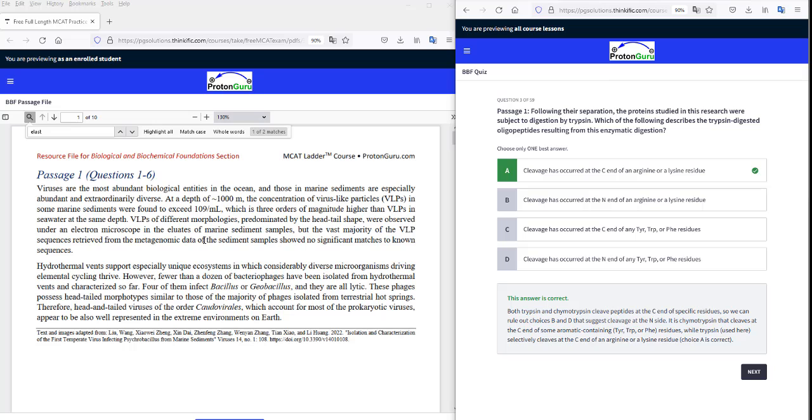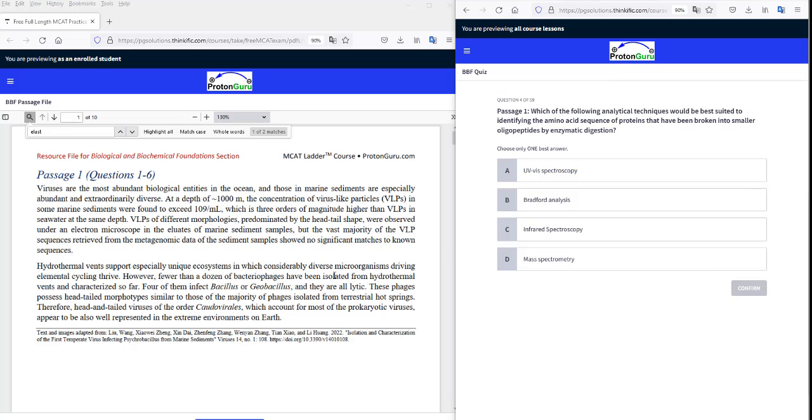The next question is about a spectroscopic technique, and it asks which of the following techniques would be best suited to identifying the amino acid sequence of proteins that have been broken into smaller oligopeptides by enzymatic degradation. And we're given the choice of UV-vis spectroscopy, Bradford analysis, infrared spectroscopy, and mass spectrometry. Now we have to think about what each of these techniques does, what they can help us figure out about a particular sample.